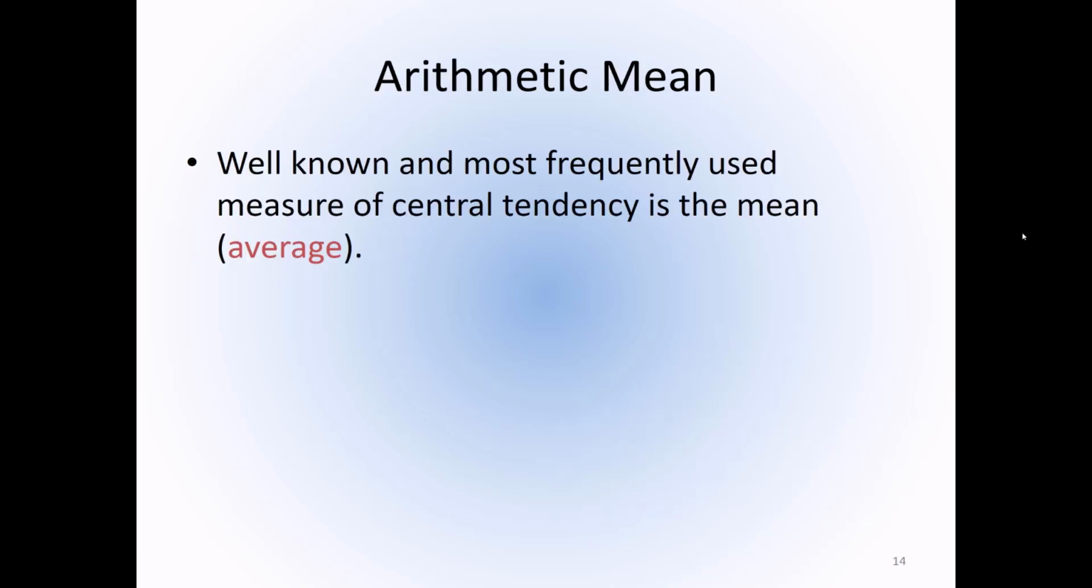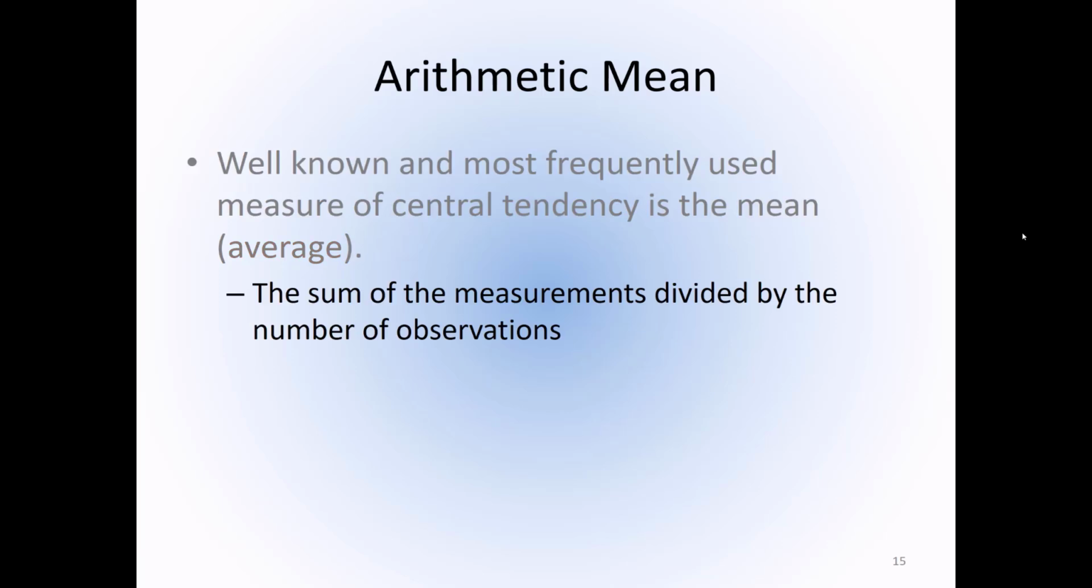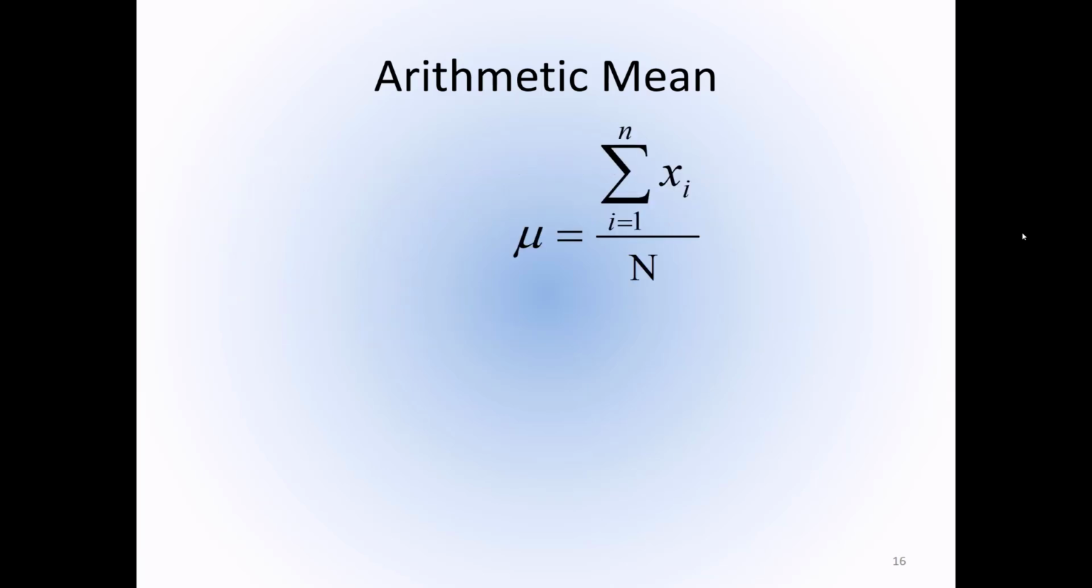So the arithmetic mean, this is probably the most frequently used measure of central tendency in general and in statistics. And this is one that we're going to typically use for most of the semester, unless we're told otherwise. So the mean is simply the sum of the measurements of our data divided by the total number of observations. So we can use the following formula in which to calculate the mean of a population.